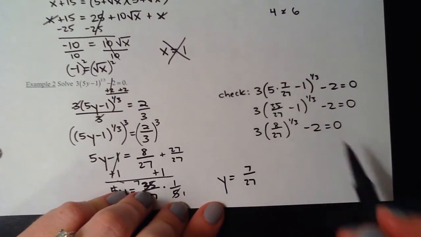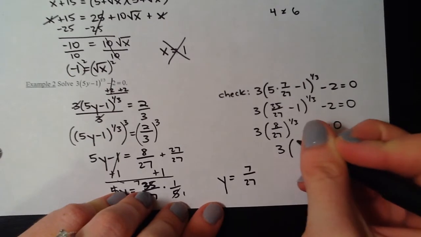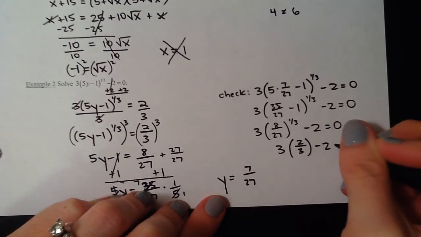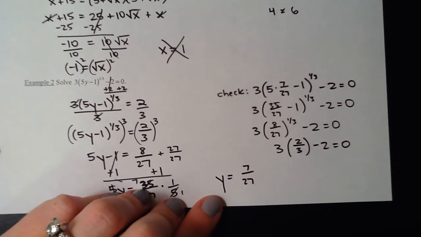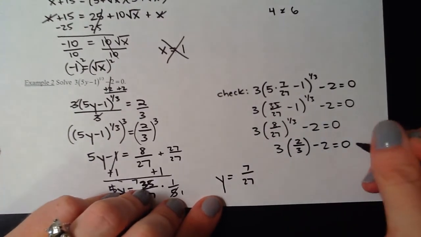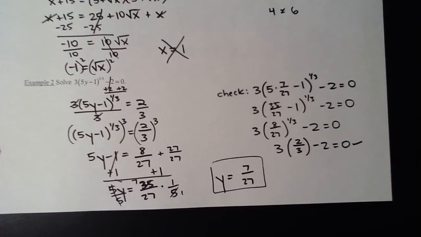Okay, 8 over 27, if I take the cube root, that's what it means to raise to the 1/3 power. Cube root of 8 is 2. Cube root of 27 is 3. And then minus 2. Okay, so now I think we've made it here. So 3 times 2/3 is 2, and then 2 minus 2 does give us 0. So that means that this answer checks out. It's not extraneous. It's an answer that actually works for us.